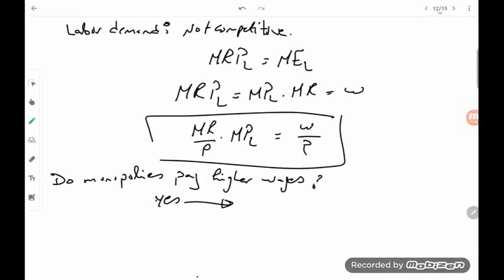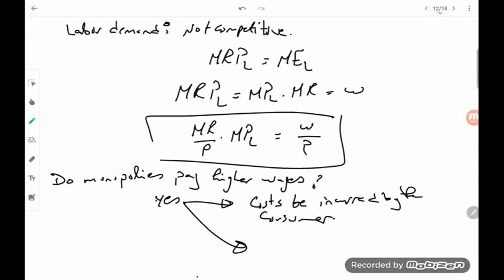So this means that if you would like to answer this question, yes, they pay higher wages, as the additional costs will be incurred by the consumer, and this allows them to hire more skilled workers.